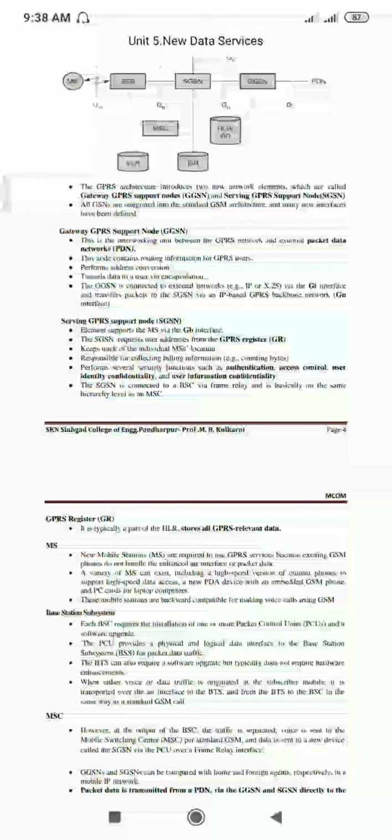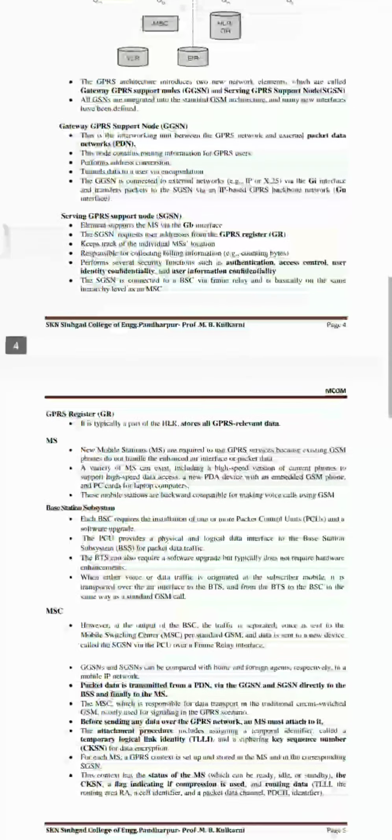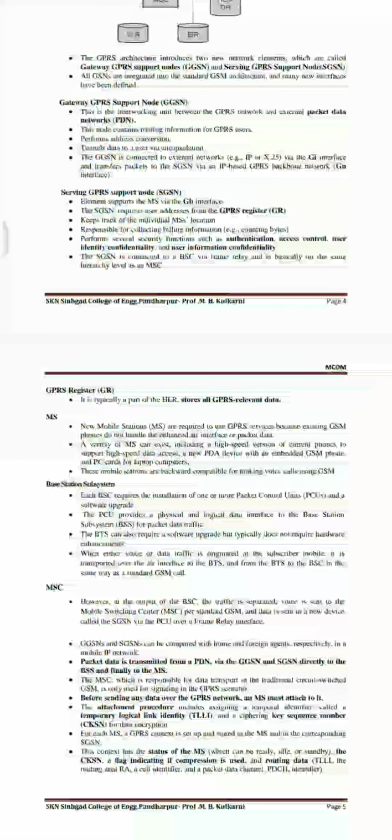In short, the GPRS register is also a static database of all the GPRS users who are using the GPRS data service. It is not a separate element in the GPRS architecture, but the inbuilt part of HLR itself. Then we will move towards another entity, that is the mobile station.